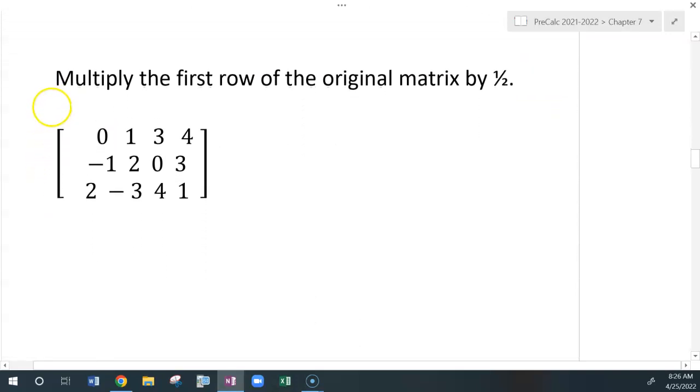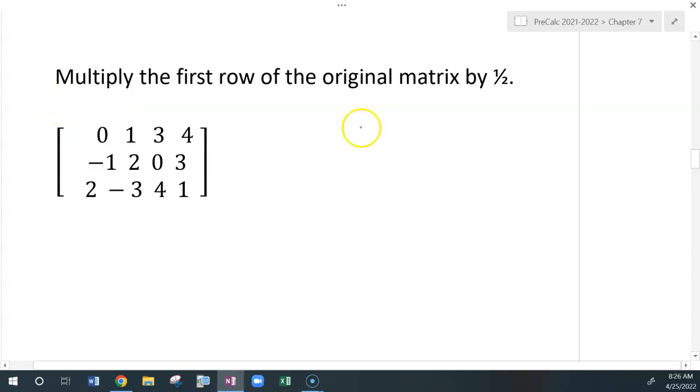Now the next one says multiply the first row of the original matrix by 1/2. So this row here is going to be 1/2 of row 1. So here's row 1, row 2, row 3. I'm going to draw my matrix. I'm going to take this first row and I'm going to multiply it by 1/2.